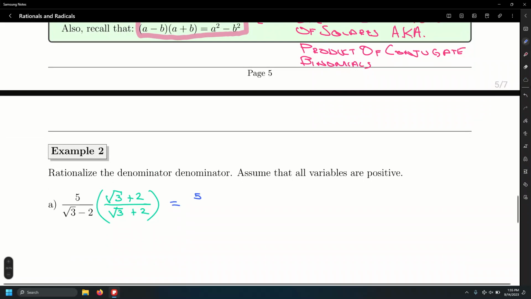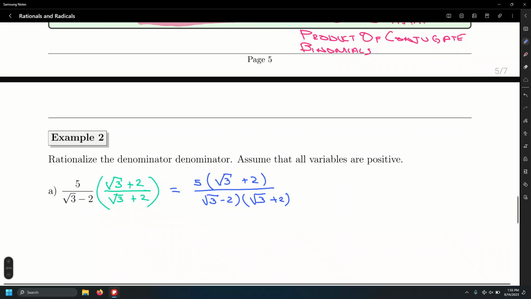5 times the quantity square root of 3 plus 2, divided by the square root of 3 minus 2 times the square root of 3 plus 2. All right, and this is the reason why we went back to review how to multiply expressions containing radicals.